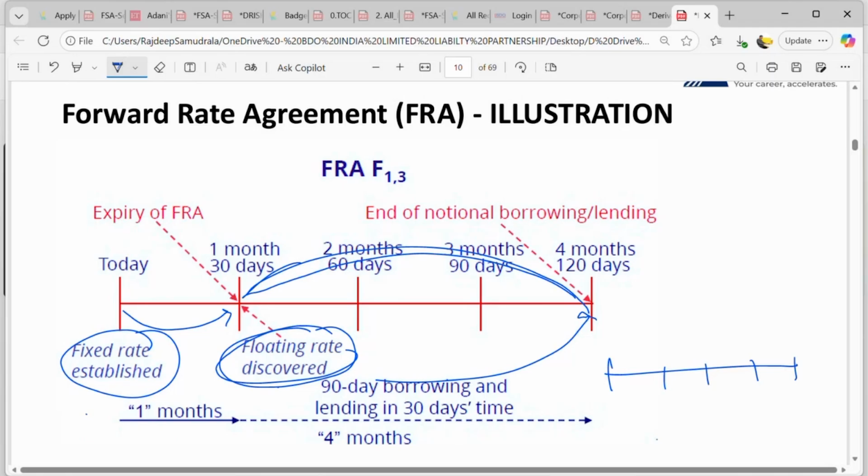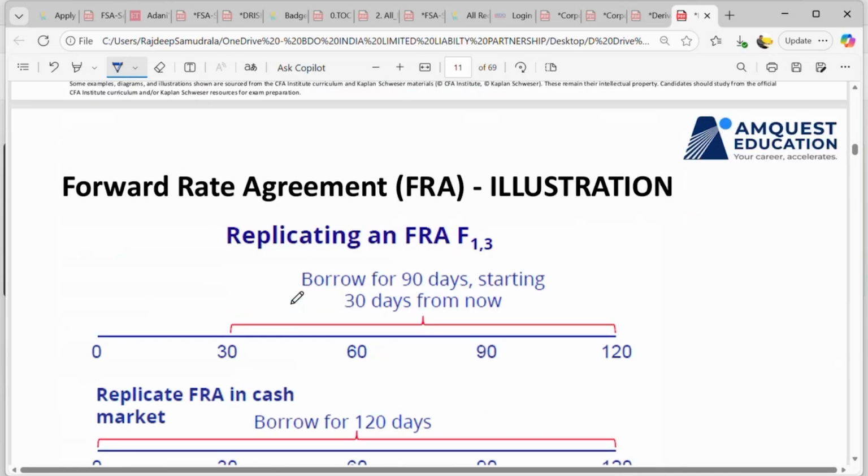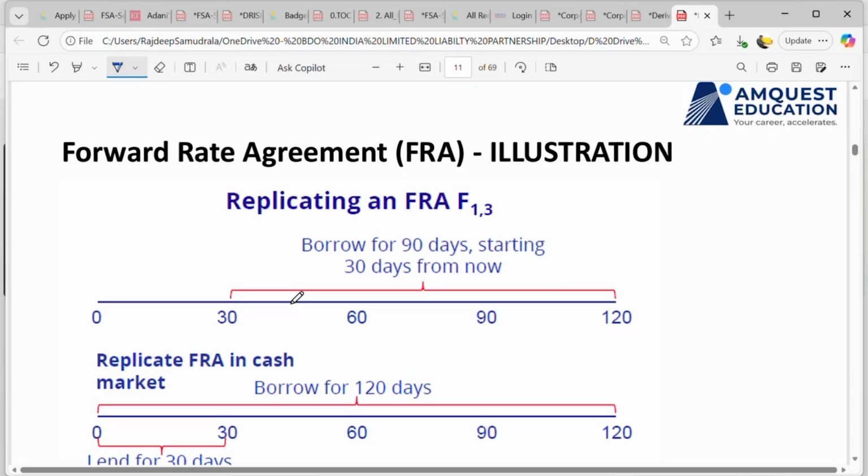Okay? So what does FRA F13 mean? F13 means after 1 month, 3 months are remaining. 1 महीने के बाद 3 महीना pending. Clear? So just learn the interpretation. These are quite important.